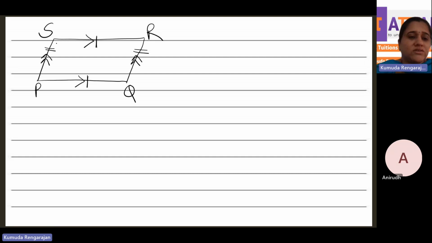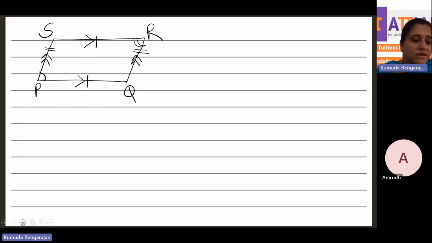All right. Now look at this. Angle P is equal to which angle? R. Opposite angles are equal. Angle P is equal to angle R. So this is how we mark it. Angle P is equal to angle R like this.